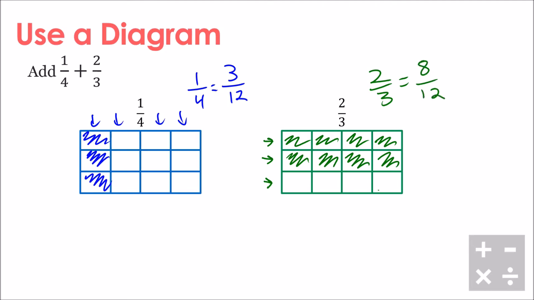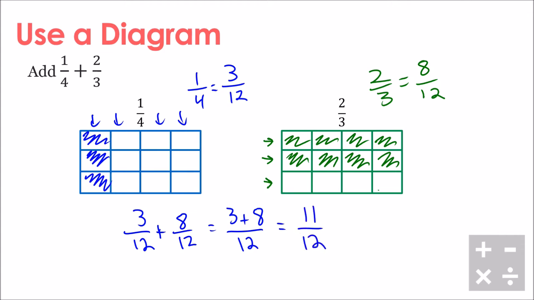Now the question isn't just asking me to put these into common denominators, it's asking me to combine them. So if I go 3 over 12 plus 8 over 12, I know how to solve this for my last unit. 3 plus 8 over 12, and I know that 3 plus 8 gives me 11 over 12, and I always check to see if it's in lowest terms, and in this case it already is.